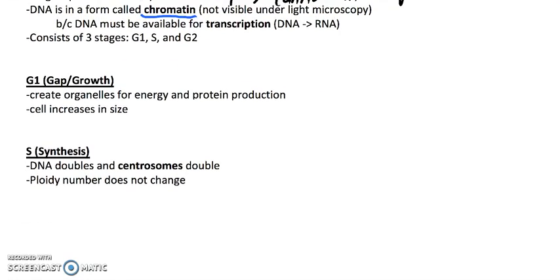G1 stands for growth, and here we simply create organelles, because eventually we're going to need a copy of everything. And then the cell also increases in size, because again, in order to make a copy, we need to have the same thing. So when you chop it in half, you'll be left with 2 of the same product.